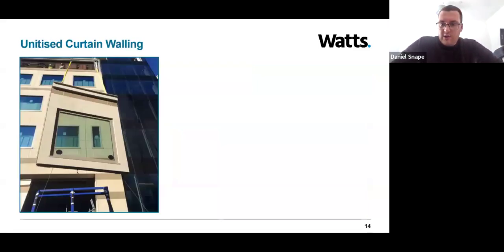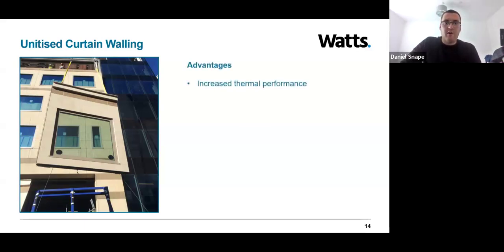Let's have a look at unitized curtain walling first, and look at some of the advantages and disadvantages. The image on the left shows a typical unitized panel. It's got glazing, but it also contains stone. As mentioned in the previous slide, it isn't just glazing with this type of facade. These panels are constructed off-site and delivered as completed panels, which only require lifting and fixing into position. So, apart from that, what are some of the main advantages?